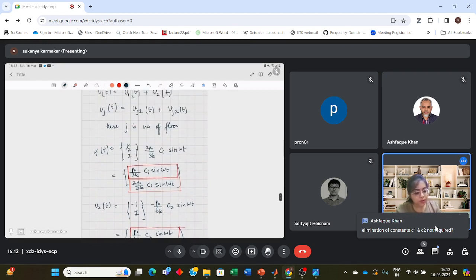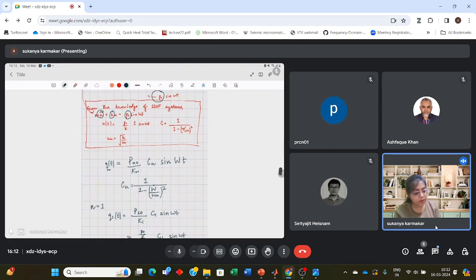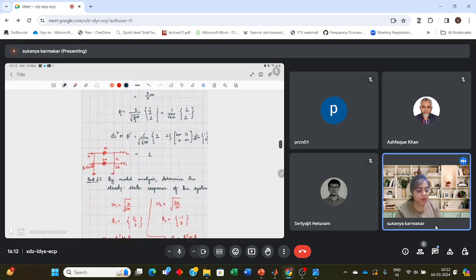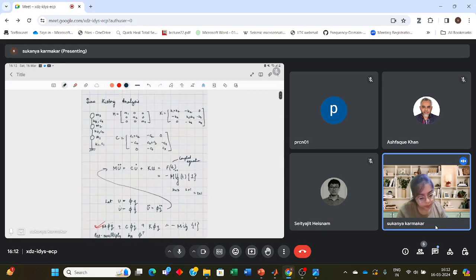C1 and C2 are not constants. C1 and C2 will come up from here, if it is in terms of omega, the forcing function, and omega n is a known quantity. You already know what is omega 1 and omega 2 that I had solved in the first part of the problem.